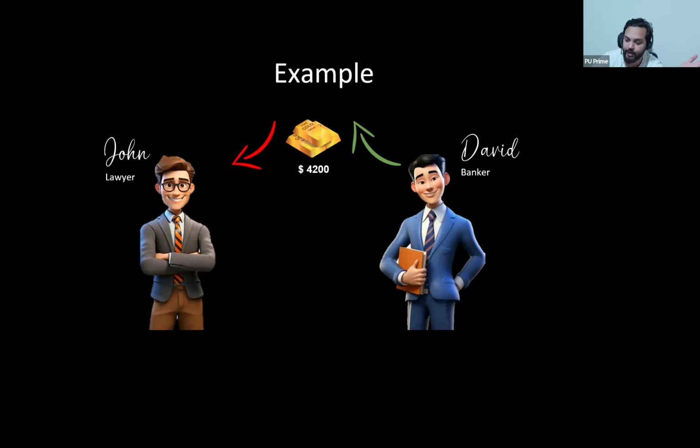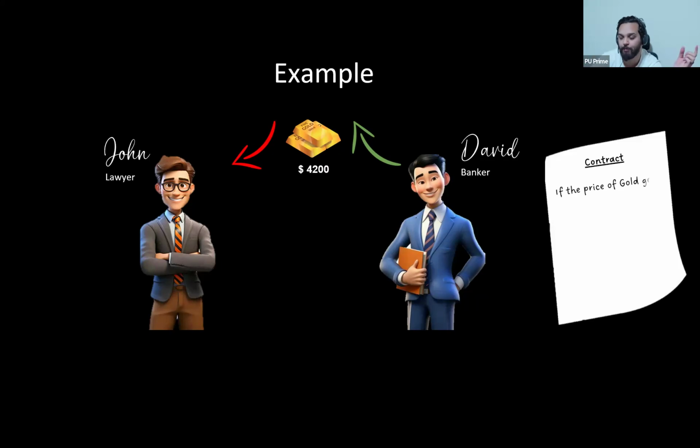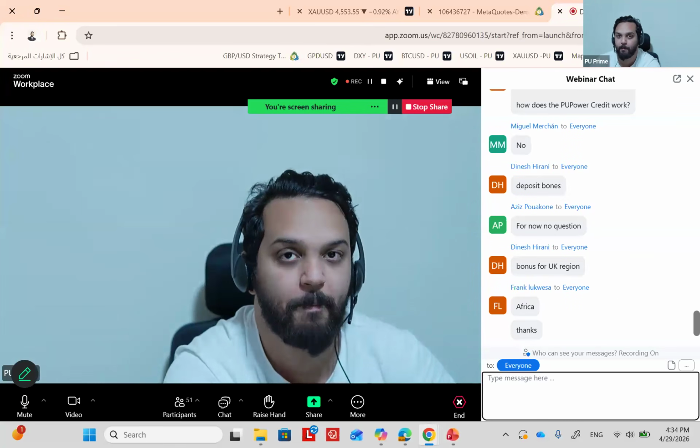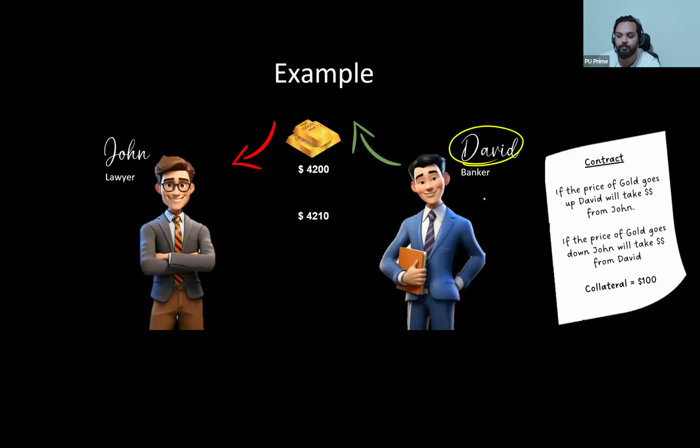He said there is no need, we are just going to write a piece of paper, a contract. And I said, David, if the price goes up, I will take money from John. And John, if the price goes down, I will take money from David. All right? So if the price goes up to 4,210, who should be in profit? The one who expected the price to go up or the price to go down? What do you think, guys? It should definitely be David. He should be in profit.